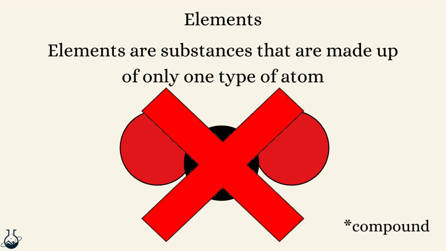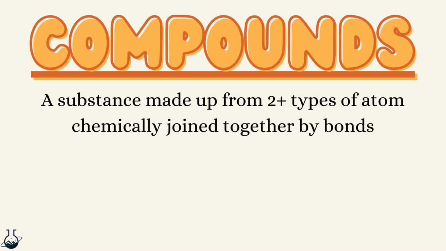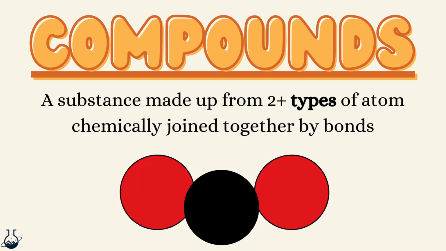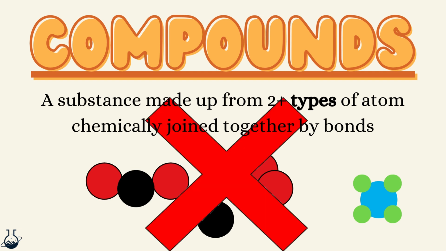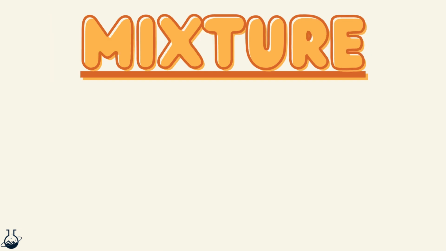This is a compound. A compound is a substance made up of two or more types of atoms chemically joined together by bonds. It's all about the types of atoms. Well, what if we have all this stuff here together? We have different atoms. This must be a compound. Nope. Although we have different types of atoms, these are not chemically joined together. This is a mixture.